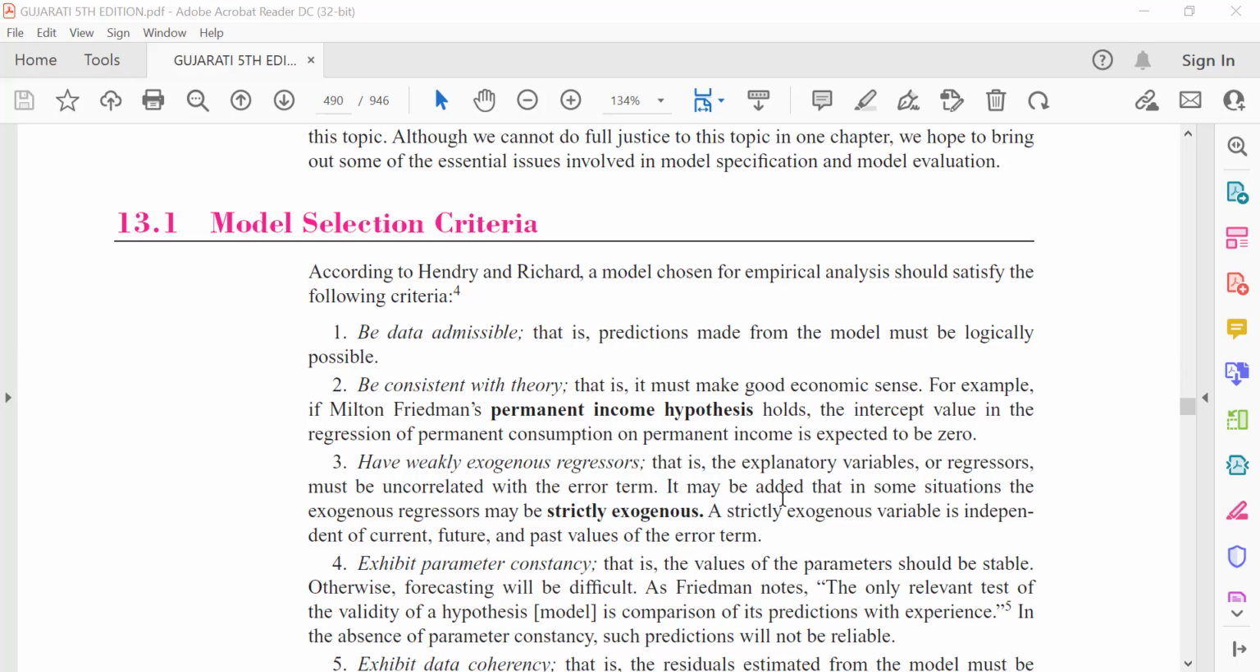Next, exhibit parameter consistency. If the values of the parameters are not stable, you can check whether the model has parameter consistency or not. The only relevant test of the validity of a hypothesis is comparison of its predictions with experience. In the absence of parameter consistency, the predictions will not be reliable.